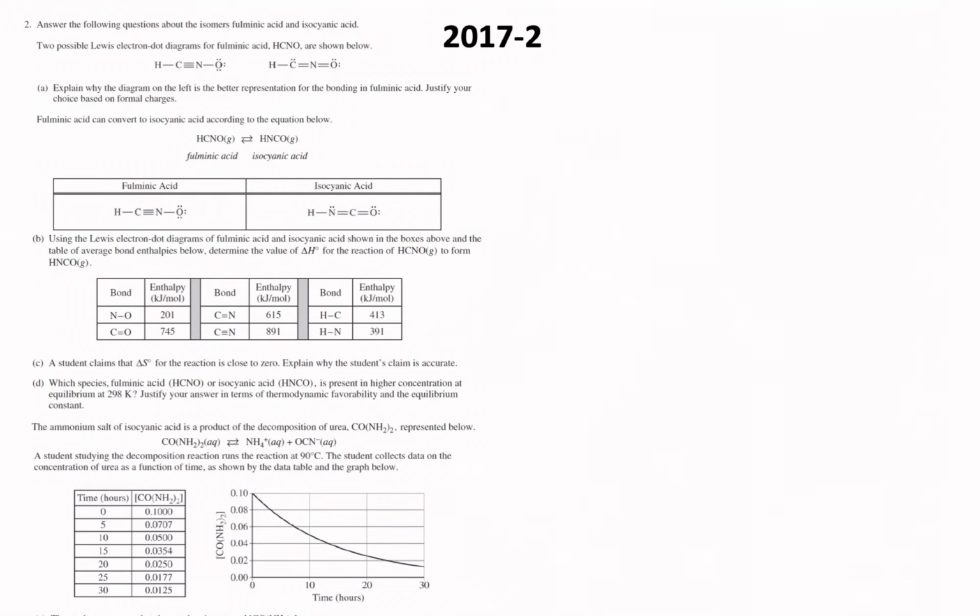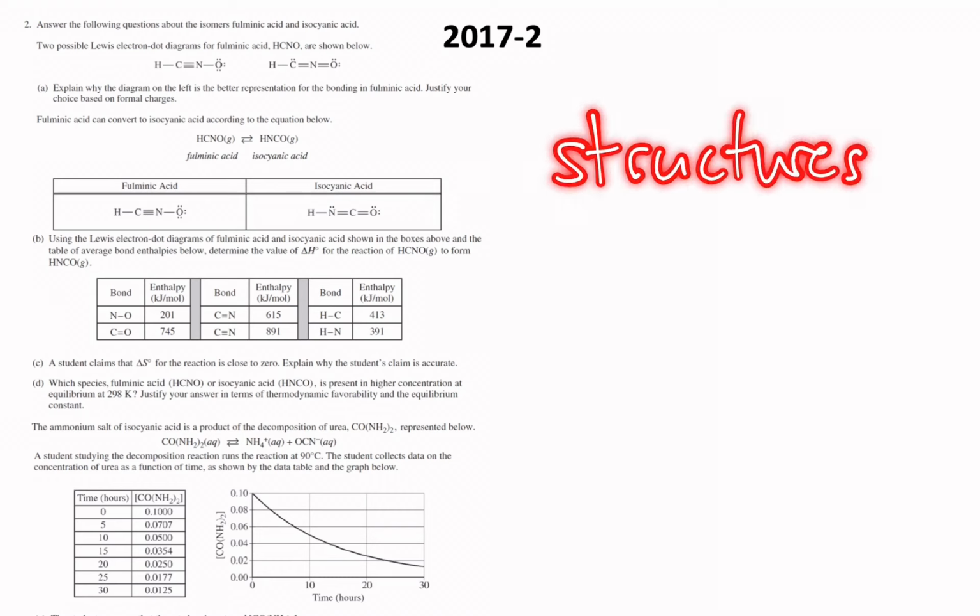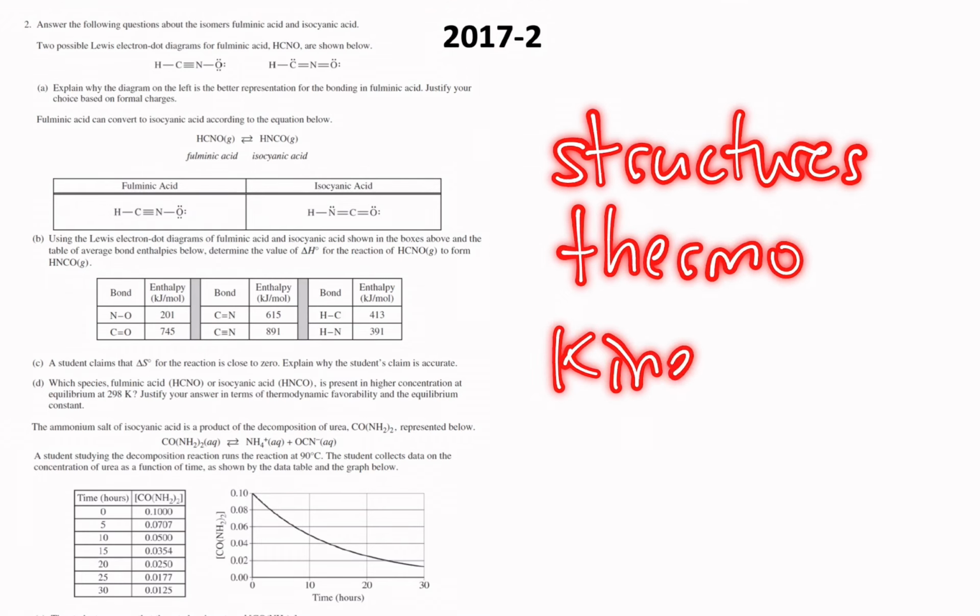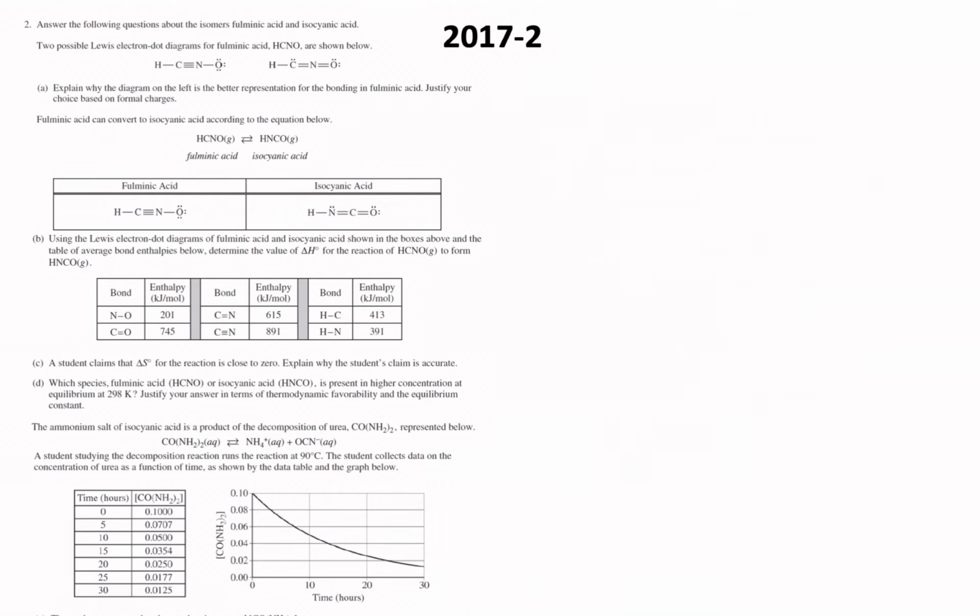Okay, chemists, in this video we're going to go through the 2017 exam question 2. This exam covers topics related to structures, as well as some thermochemistry, and even a little bit of kinetics. There's a variety of topics squished into this question, so let's look at it.